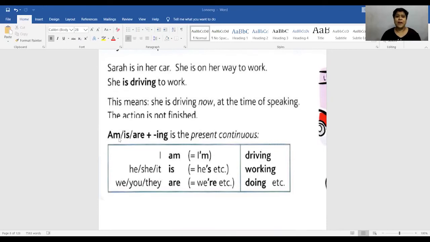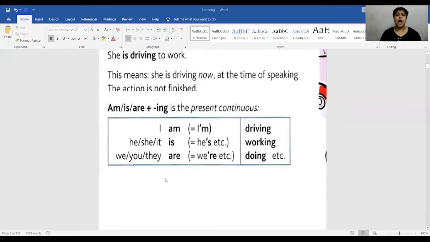So am, is, are plus the word with ing in the present continuous tense. That is the formula. I'd like you to remember that. If you don't know, please rewind it, pause the video, and memorize it. Now, I am, and then you add the ing verb, driving. He, she, or it is working. You, we, they are doing.